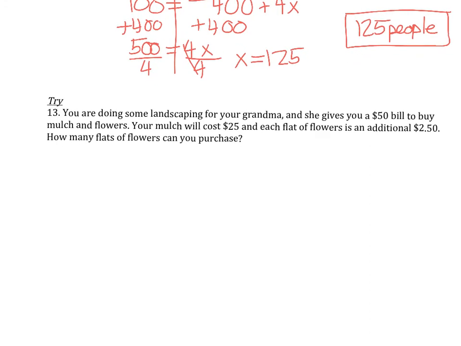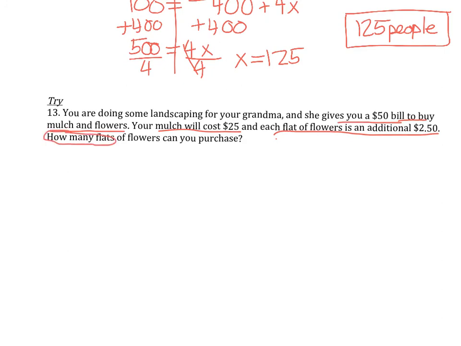All right, so this last one here, we're doing landscaping. She gives you $50 to buy mulch and flowers. So that's money you're going to have to pay. Oh, wait, no, that's not true. Okay, so we have $50 to buy the mulch and flowers. So that's the total amount of money I have, right? Your mulch will cost $25. So your mulch is going to cost $25. Each flat of flowers is an additional $2.50. Okay, and then it asks.